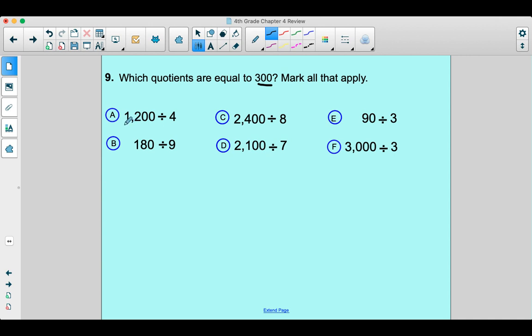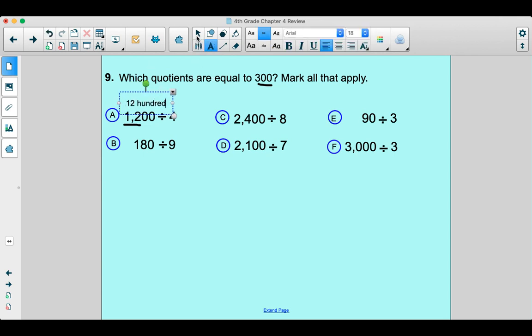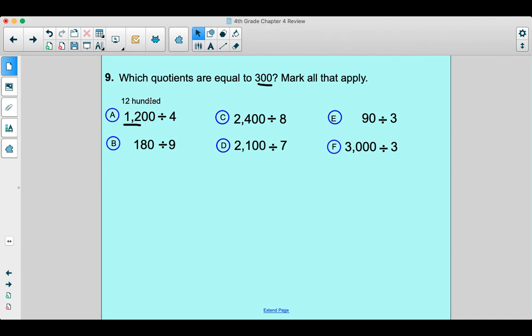1,200 divided by 4. So I'm using my basic fact again. So I'm thinking about it as 1,200 divided by 4. So 12 divided by 4 is 3. And then 100, right? The 100 has to be added on there. So 300. Okay, so this one's a yes.